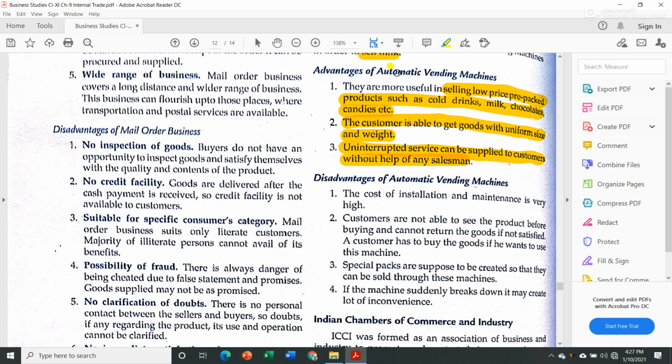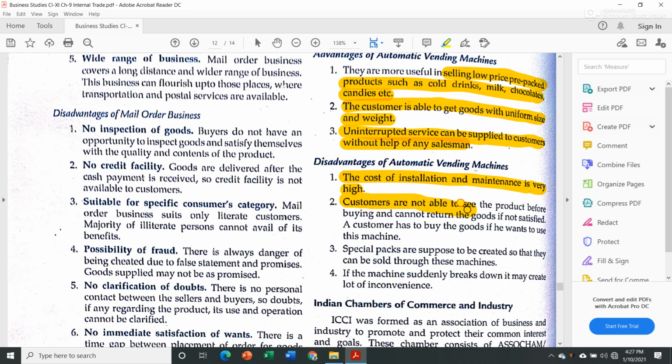Now along with advantages, there are some disadvantages of these AVM machines as well. Now let us see. The cost of installation and maintenance is very high. Even though you don't need any salesman to operate these machines, installing those machines and taking care of those machines is very costly.